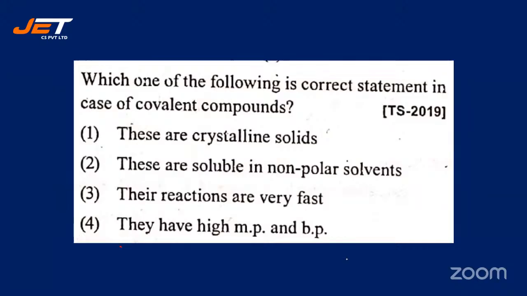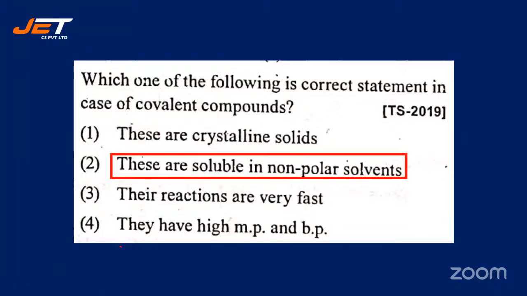Anil is mentioning it as option 3. Afia mentioned option 1. Navtej option 1. So the right answer is option 2. Okay. So the main property of a covalent compound is that they are soluble in non-polar solvents.